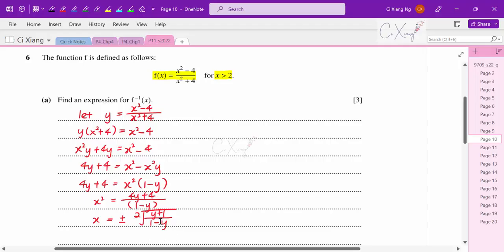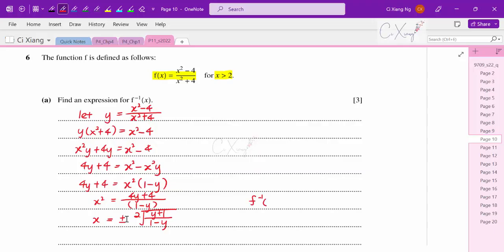Basically, this will be the range of the inverse function. The range for the inverse function is the domain of the function. For the domain of the function, they're asking for x greater than 2, which is definitely a positive value. Therefore, for the inverse function, we should also choose the positive value. To get a positive function, very obviously, we have the plus sign. So the correct final answer for the inverse function f is 2 times the square root of x plus 1, over 1 minus x.